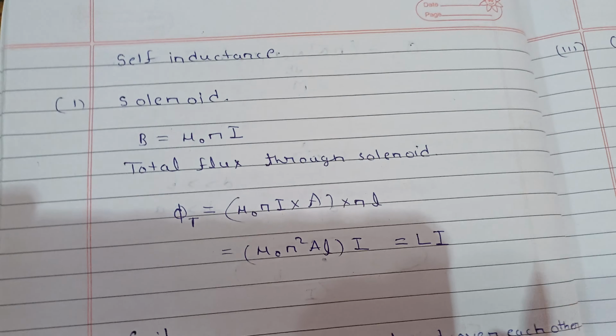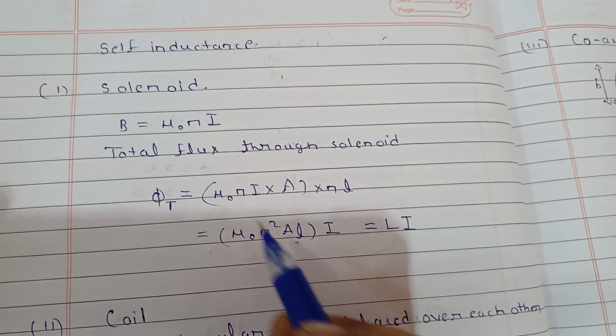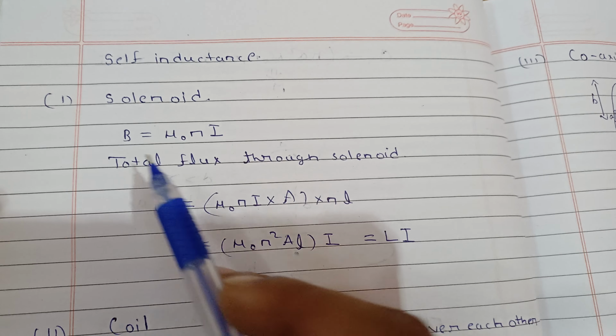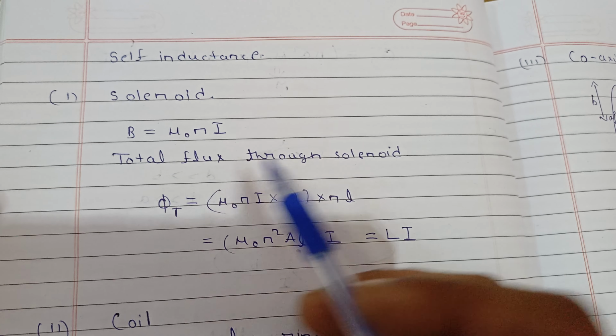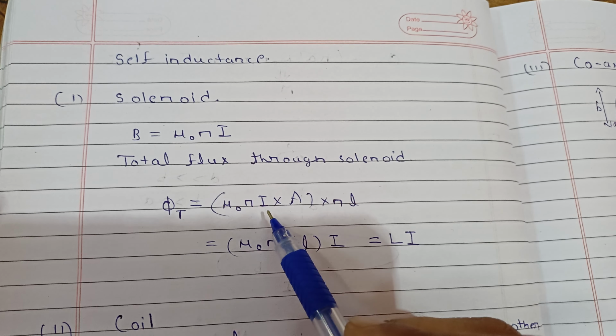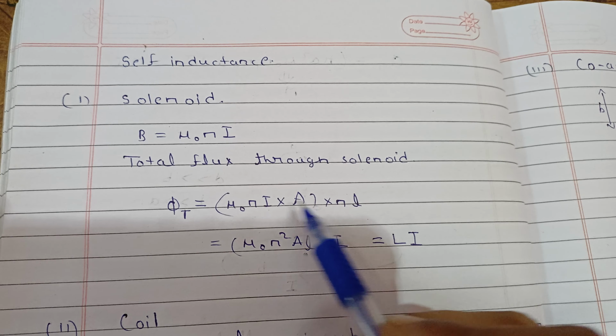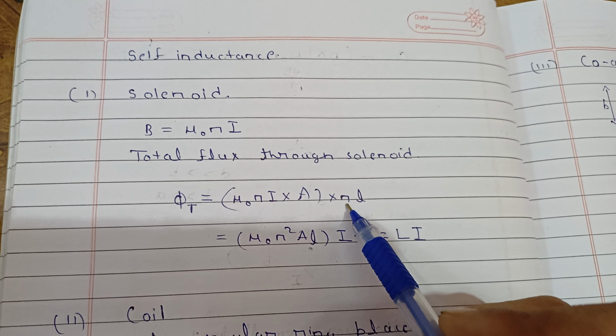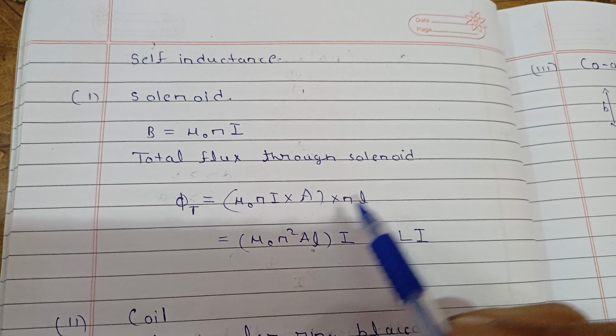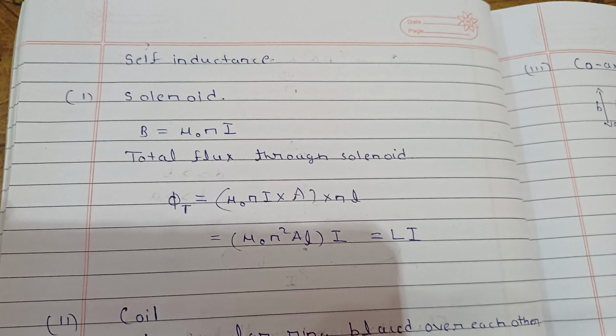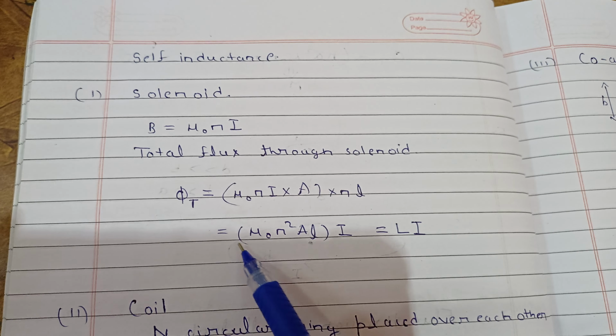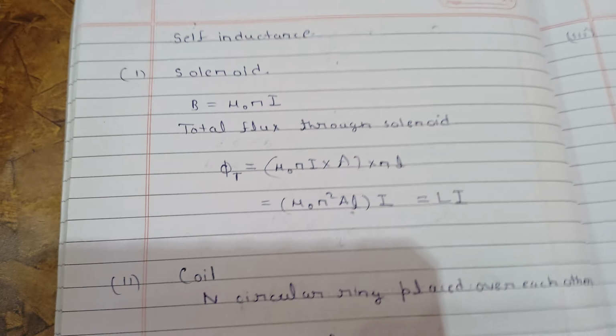Now there are some examples of self inductance also. If you are considering self inductance in a solenoid, B inside a solenoid is mu naught n I, and total flux passing through the solenoid will be: this is BA, and this is for one turn, and total turns will be the number of turns per unit length multiplied by L. This will be your total flux. So take the I outside, and whatever remains is called the self inductance L.